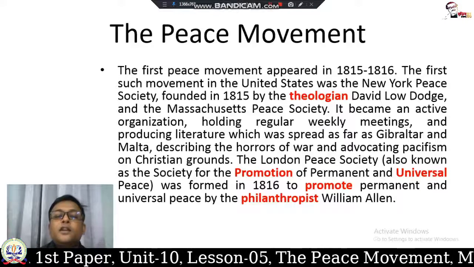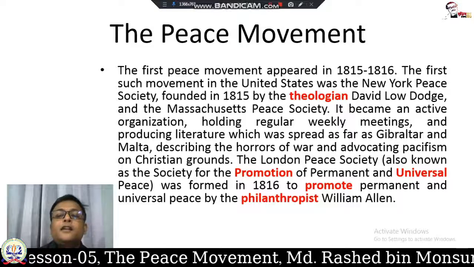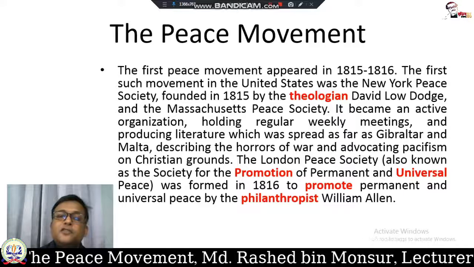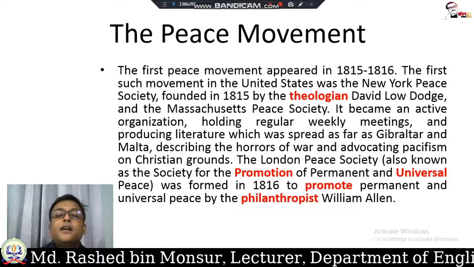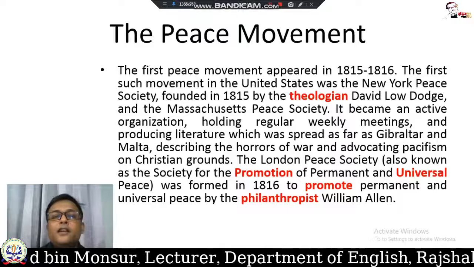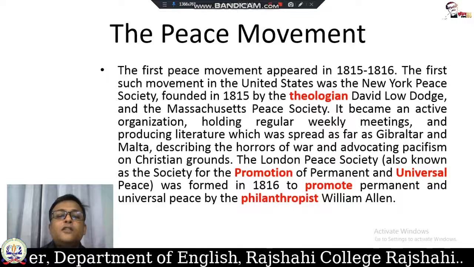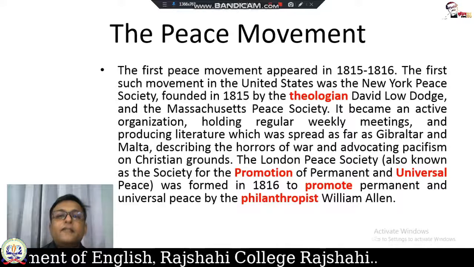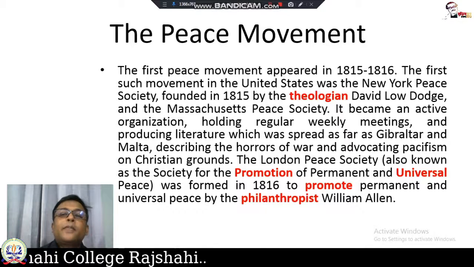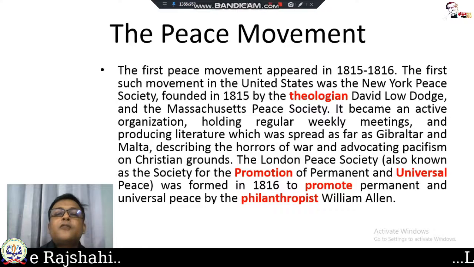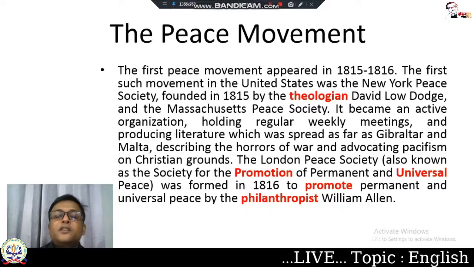So David Law Dodge and his New York Peace Society and Massachusetts Peace Society became very active organizations. They used to hold regular meetings and produce literature. Literature here is not actually what we call Sahitya in Bangla. Literature means a kind of pamphlets, you understand? Leaflets, some pieces of paper that we used to hand out to people with different types of information. So these things are called literature.